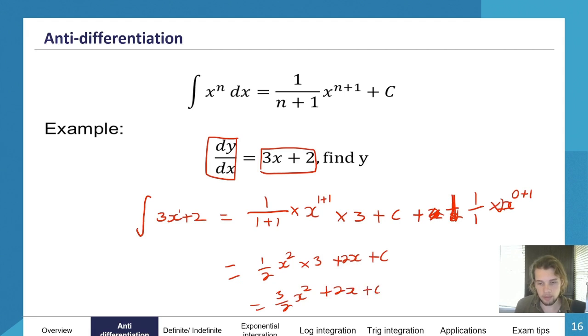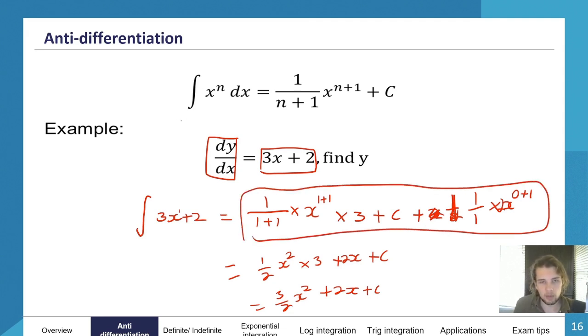equals 3 over 2 x squared plus 2x plus c. Now it's my opinion, and it's up to you what you choose to do, that applying this formula up here leads to very large expressions like this, which to me is undesirable.